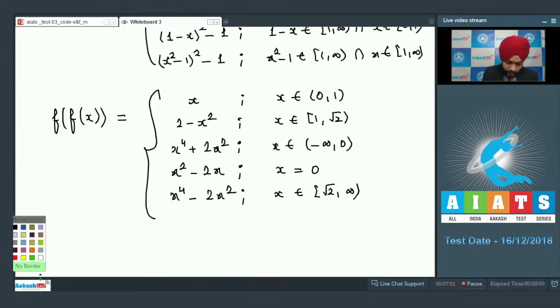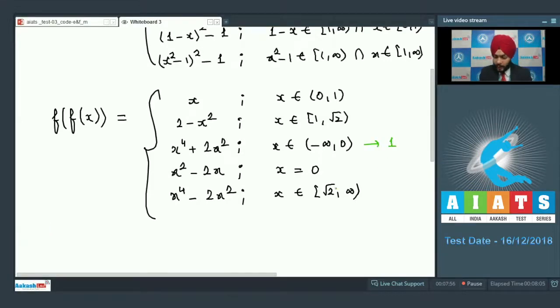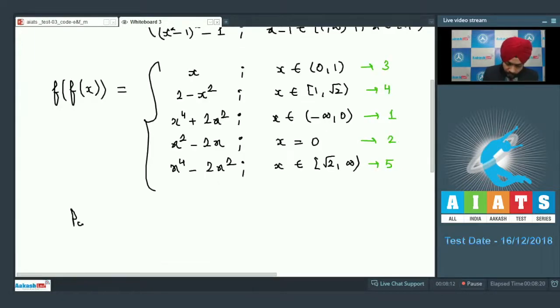So students, looking at the definition, this is the first part of the definition starting from minus infinity. After 0, this is the second part because this is just a point. Then this is the third part. Then this is the fourth part, and then this is the fifth part. Moving from left to right. So points of non-differentiability.